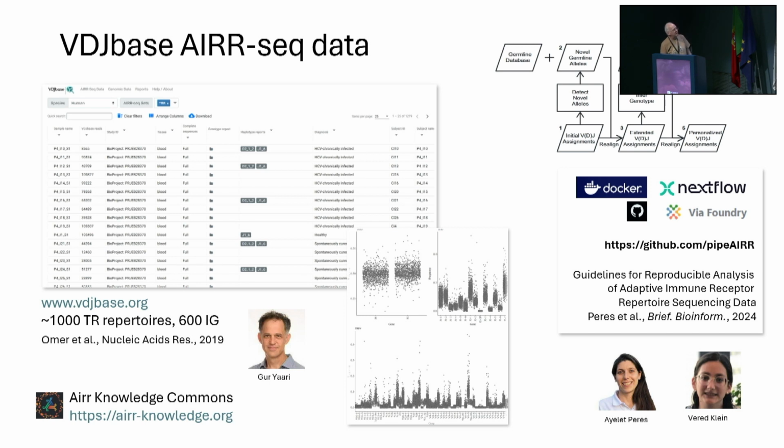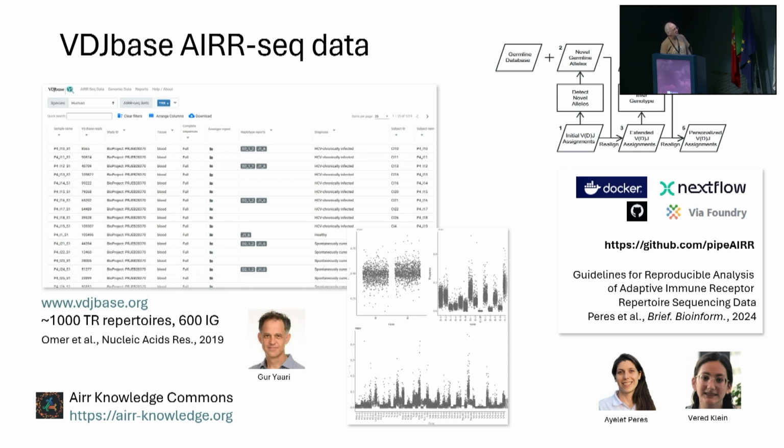And actually, that's a number that we expect to increase over the next year or two, thanks to involvement in the AIR Knowledge Commons project, which is a project aimed at bringing various immune databases together. And there's a poster on that at some point during the conference, I think.